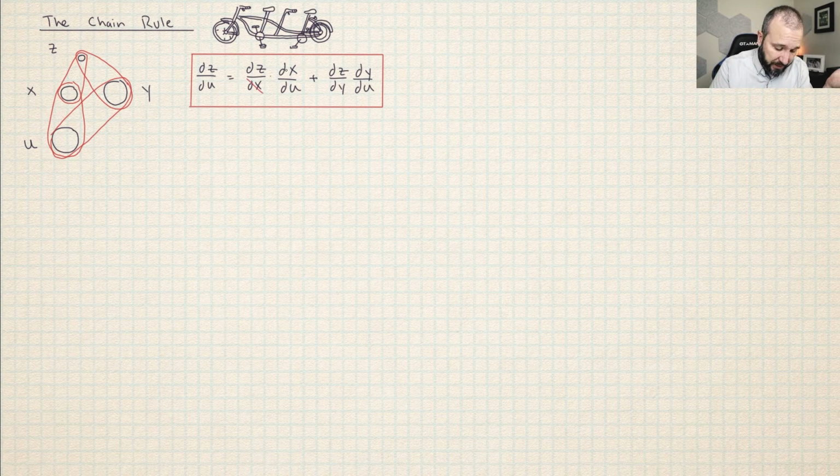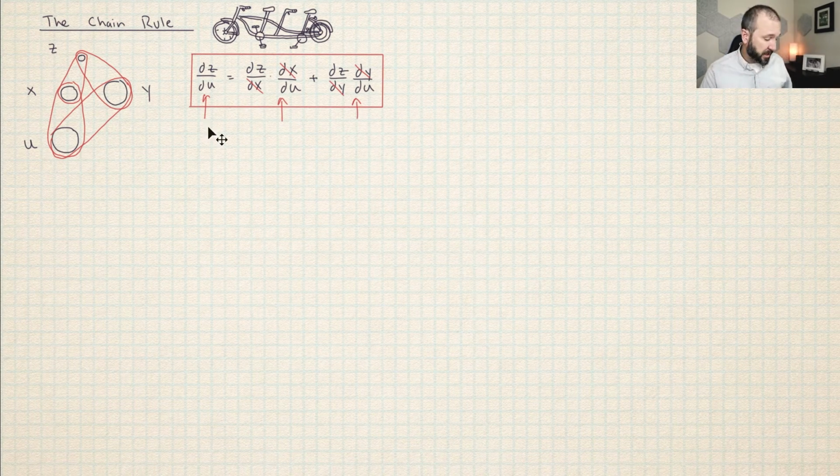You can see if I start canceling out these del x's and canceling out these del y's, then I would actually have two del z del u's on the right hand side and just one of them on the left hand side. So be careful when you're working with these partial derivative symbols. These are defined as limits of ratios, so you can't just go adding and subtracting and multiplying and dividing as you usually would with variables.